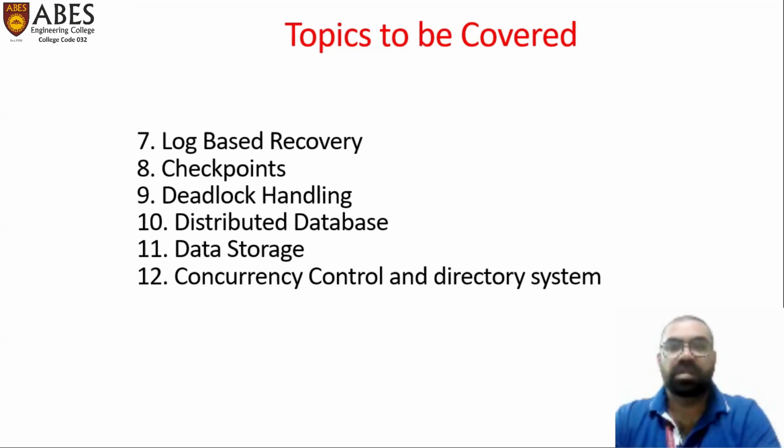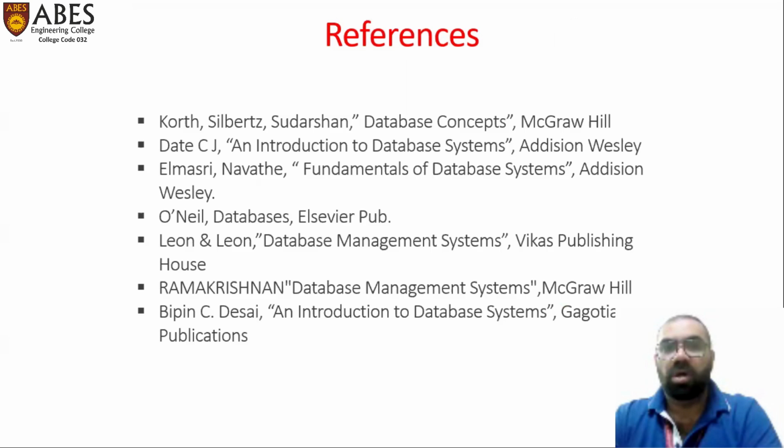And the last point, which is part of Unit 5, is concurrency control and the directory system. This is the basic part of Unit 5, how concurrency can be achieved. This is the building block of the next unit, concurrency control and mechanism. In the next unit, we will get a more detailed look at how concurrency control can be achieved.